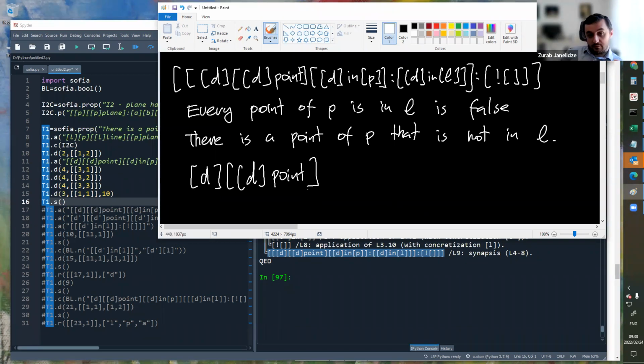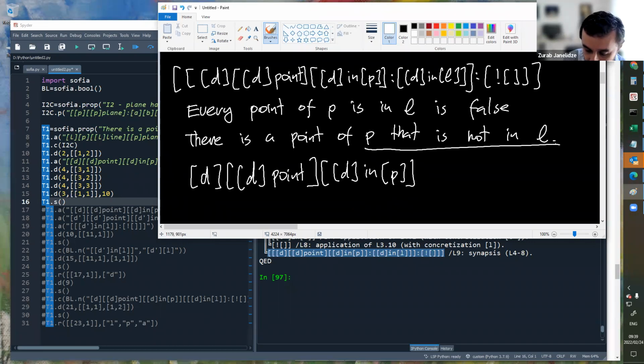So I'm stating that there exists a point. I'm also stating that that point lies on P. And then I'm stating that the same point does not lie in L. So would you like to give it a try on the chat? How to do that?